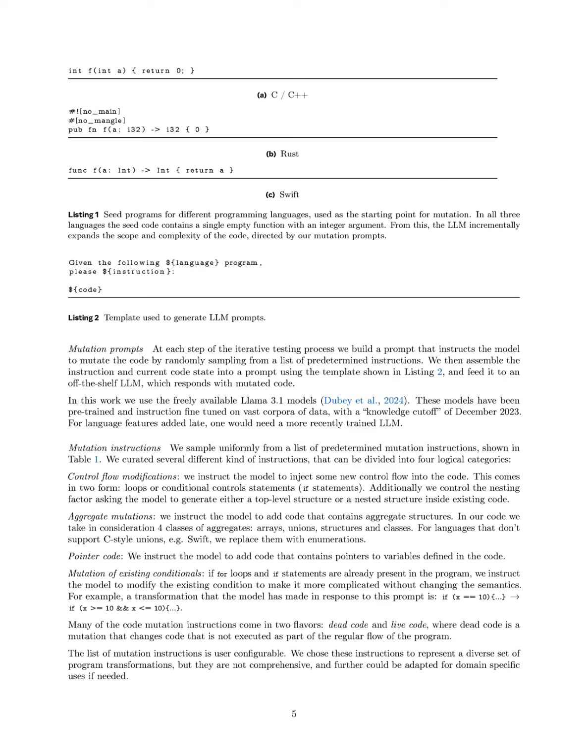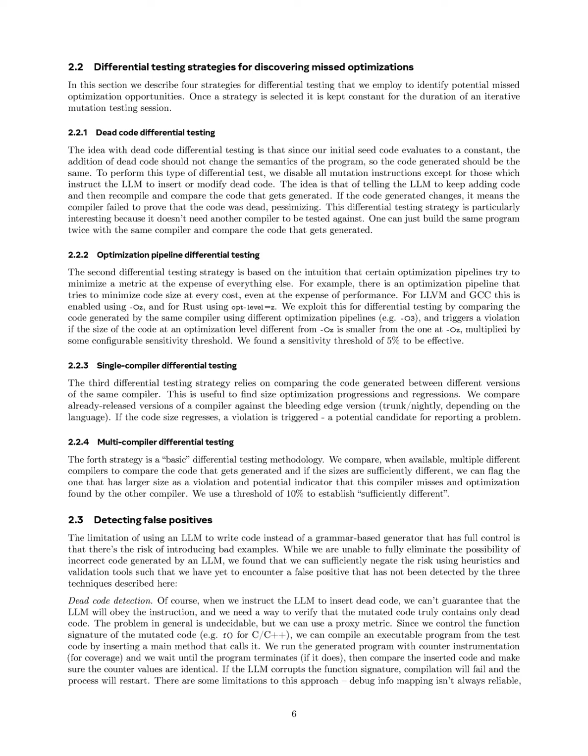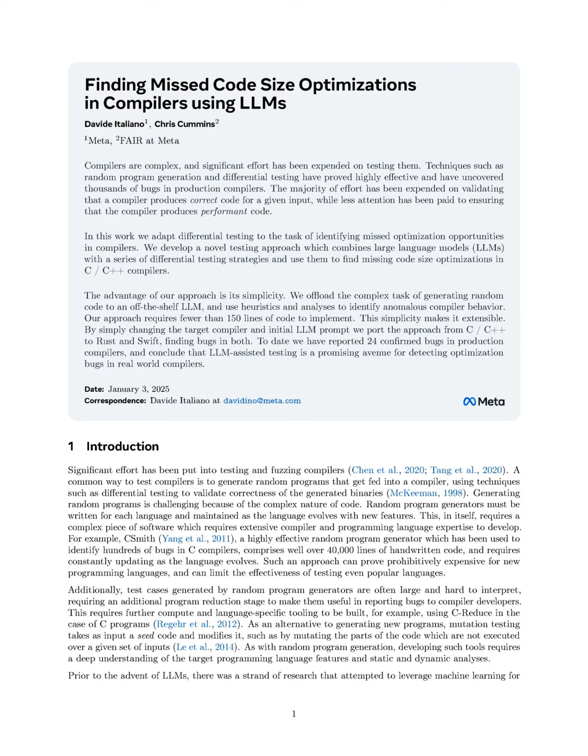To validate the effectiveness of our method in identifying missed optimization opportunities, we employed 4 differential testing strategies: dead code differential testing, optimization pipeline differential testing, single compiler differential testing, and multi-compiler differential testing. We ran each strategy for 8 hours using the Llama 3.1 model, evaluating the total number of completed tests, the number of compilable programs, and the number of violations that indicated suspicious compiler behavior.